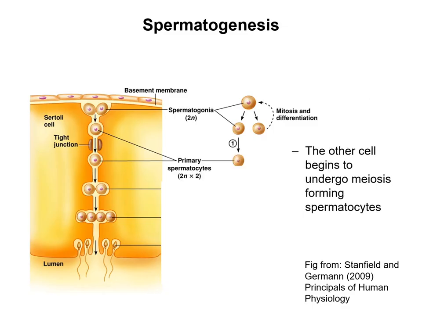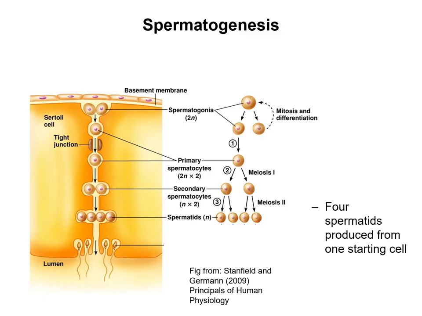So one of the spermatogonia that are divided will become what we call a primary spermatocyte. And then that's going to begin 2 cycles of meiosis. Meiosis 1 and meiosis 2. Eventually, at the end of meiosis 2, we have what we call spermatids. Notice that now they are haploid, and 4 spermatids are produced from one primary spermatocyte.